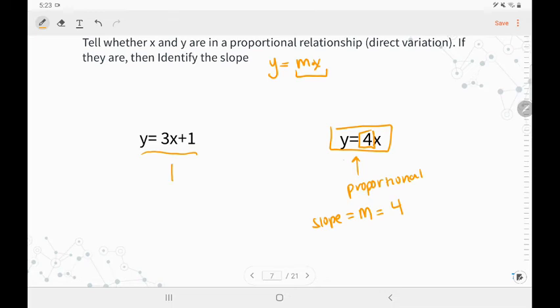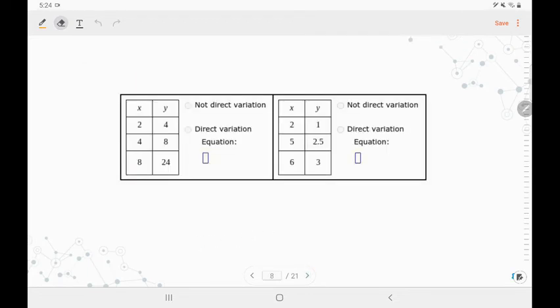Now is this one proportional? Well, this part fits, but I have this extra tagged on there. If I have any extra tagged on there, it's automatically not proportional. So what if I had the equation y equals 2x? That would be proportional. If I add or subtract anything, like minus 2, that automatically makes it not proportional. And I don't have to determine the slope.